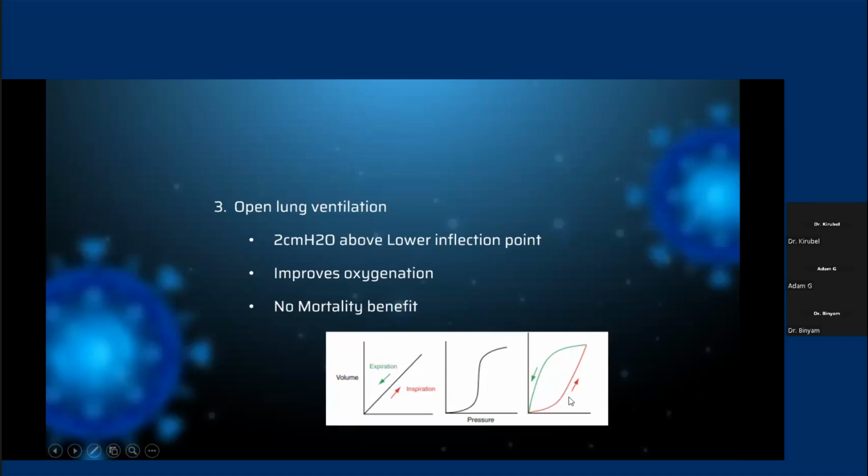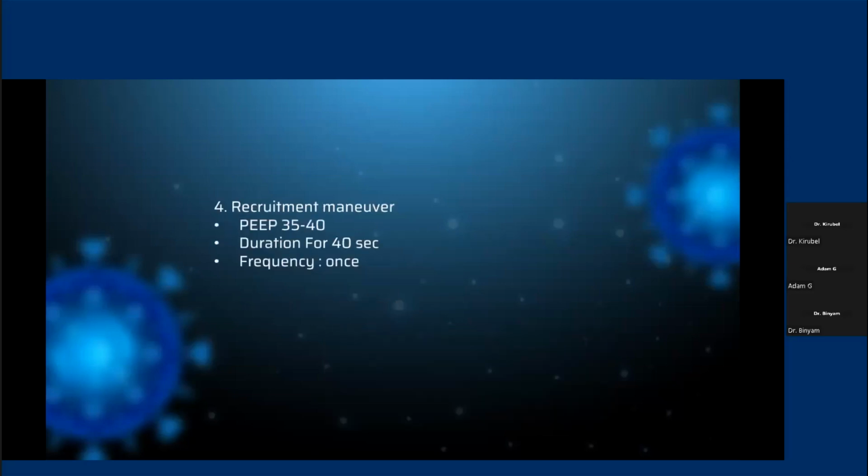On the mechanical ventilator, you see this pressure volume curve, and this is the lower inflection point of that. You will set the PEEP just 2 centimeters of water above this. But the problem is that there is no mortality benefit, but it's one of the options, especially in pediatric patients, where they are used commonly.